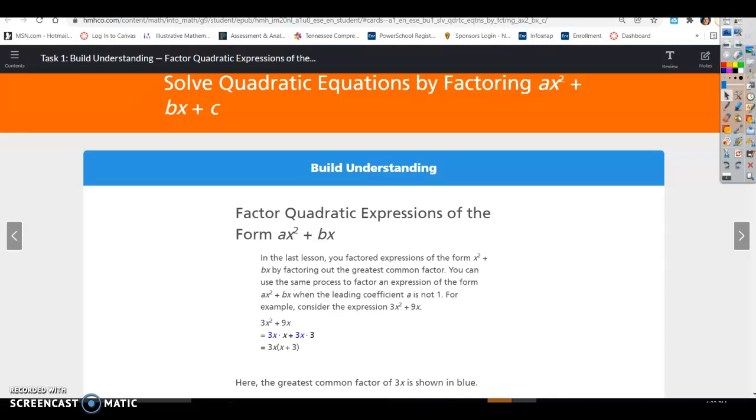Lesson 17.3, Task 1. Solve quadratic equations by factoring ax squared plus bx plus c. Alright, so in the last lesson you factored expressions of the form x squared plus bx by factoring out the greatest common factor. You can use the same process to factor an expression of the form ax squared plus bx when the leading coefficient a is not equal to 1.